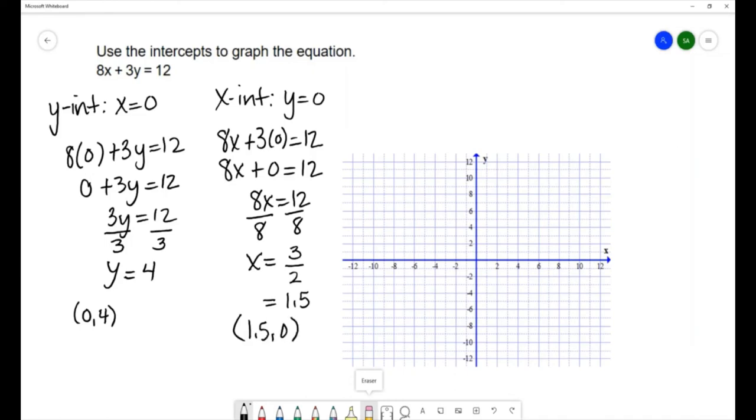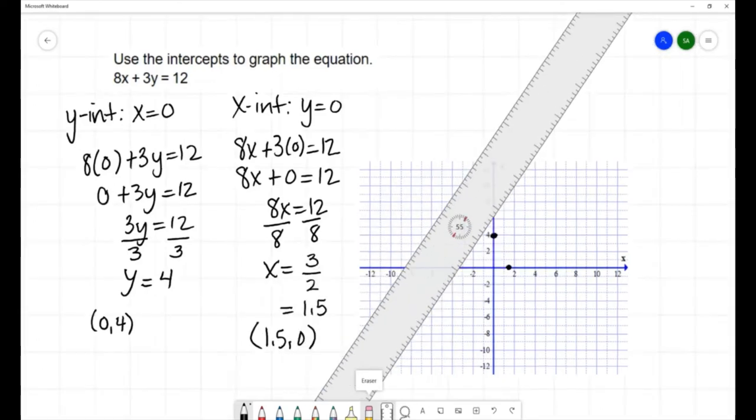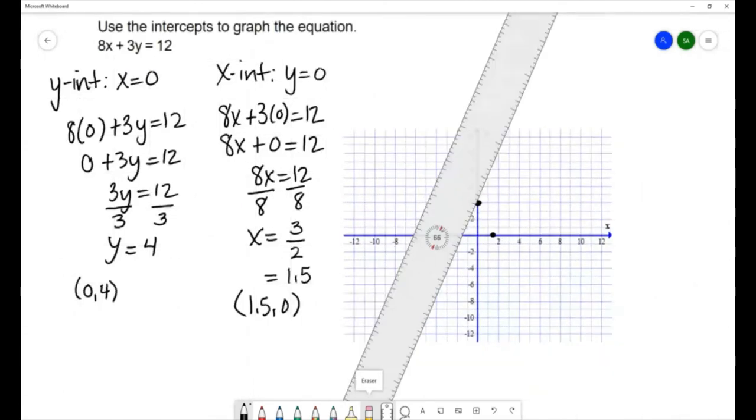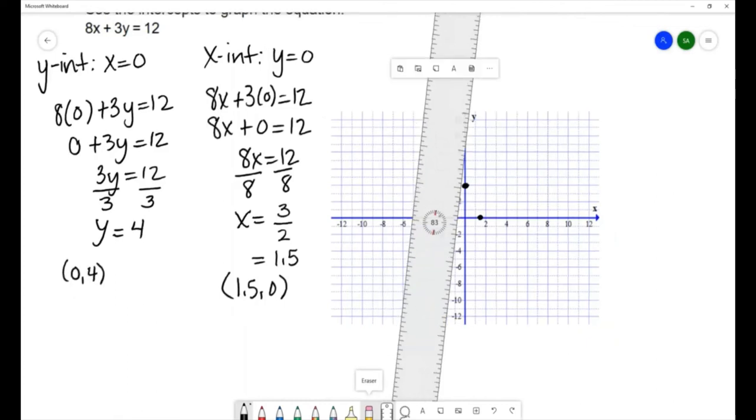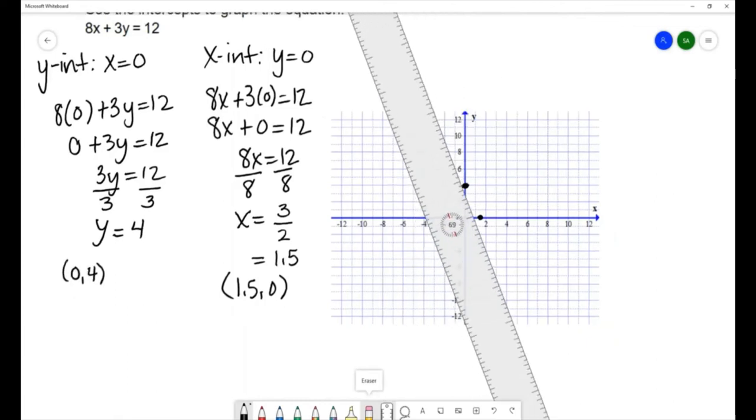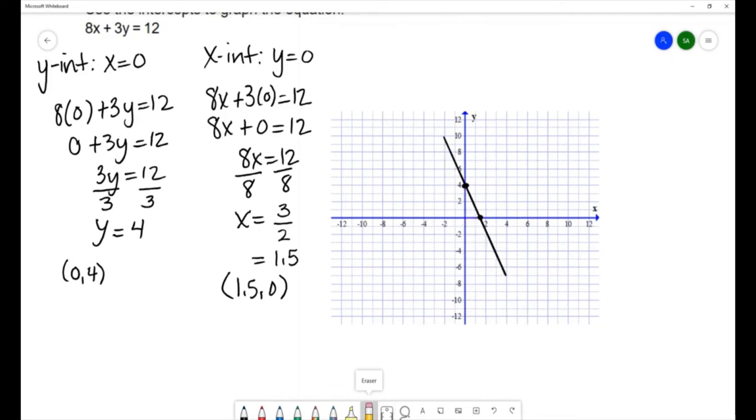And to graph the equation, I'll plot both of these points, 0, 4 and 1.5, 0. And I can connect these 2 points with a straight line. And I was able to graph the line with those intercepts.